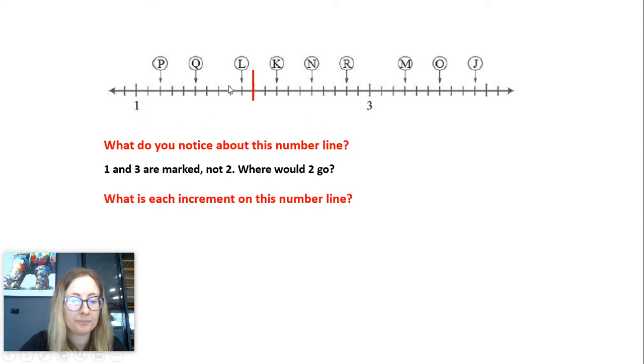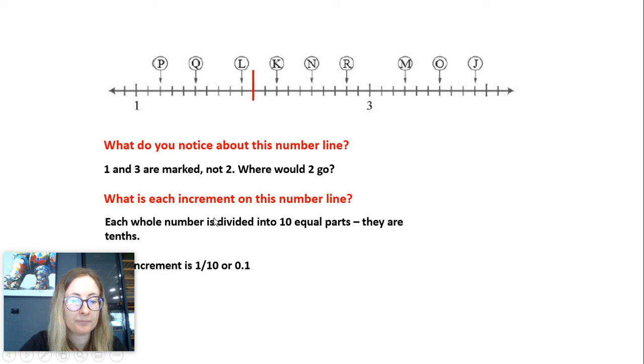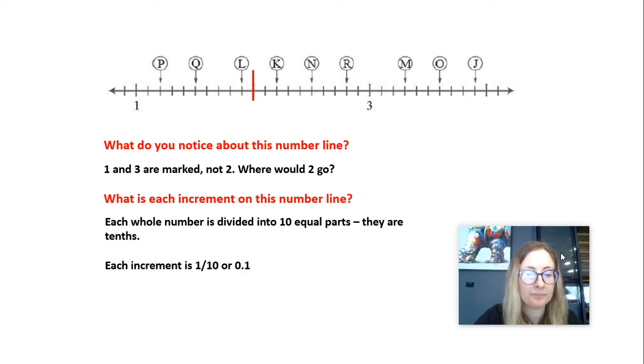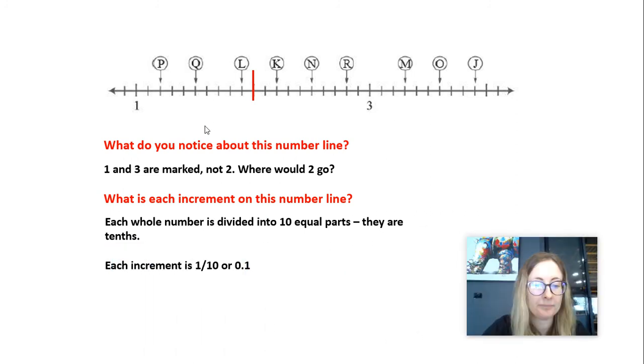So now we know that's 2, what is each increment worth on this number line between 1 and 2, for example, or between 2 and 3? What is each increment worth? Each whole number is divided into 10 equal parts. So between 1 and 2, there are 10 equal parts. Therefore, they are tenths. So each increment is 1/10 or 0.1, exactly the same as our last number line.